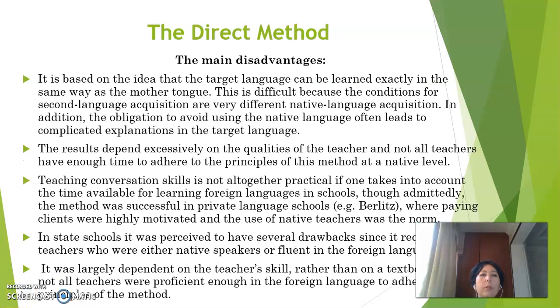There are also the main disadvantages of the direct method. They are: it's based on the idea that the target language can be learned in exactly the same way as the mother tongue. This is difficult because the conditions for second language acquisition are very different from native language acquisition. In addition, the obligation to avoid using the native language often leads to complicated explanations in the target language.